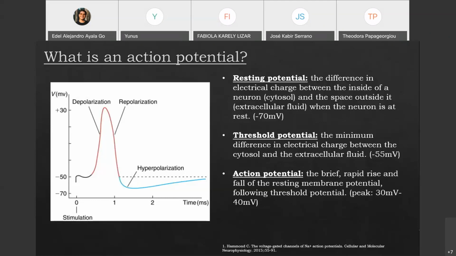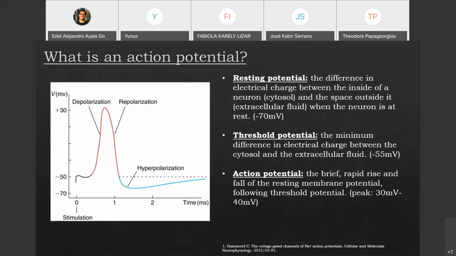This is what causes the drop in voltage, the repolarization, as shown in the diagram on the left. And it drops so much as to not only reach resting membrane potential again, but to overshoot it and reach a phase called hyperpolarization.